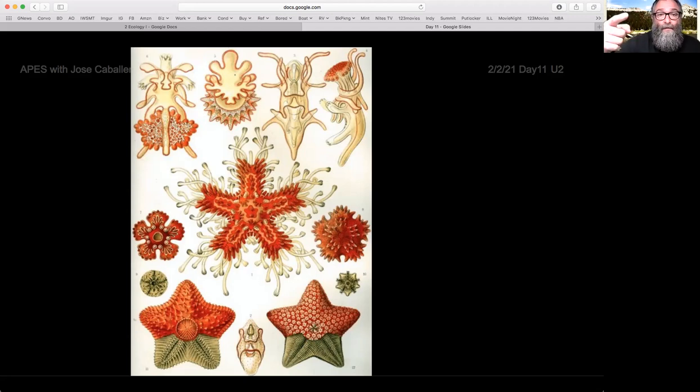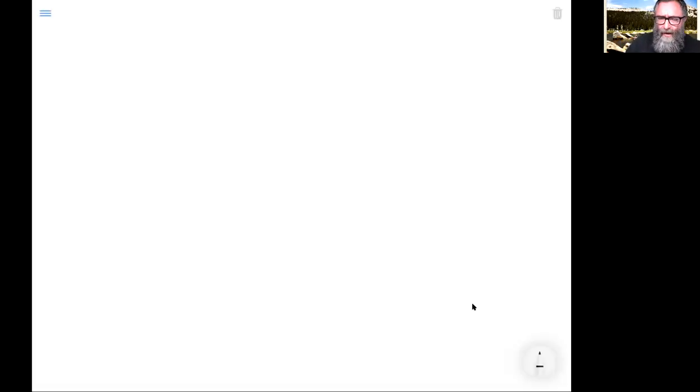Sea star eats the scallops, so maybe if we get rid of the sea stars, we'll get more scallops. Reasonable thinking. Within a few years, the divers ran out of scallops. You might find this surprising.